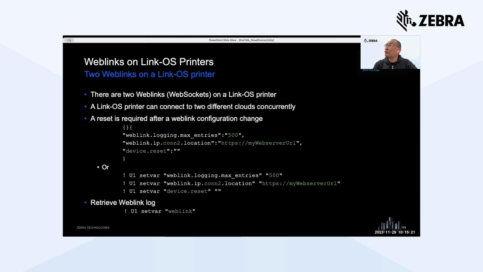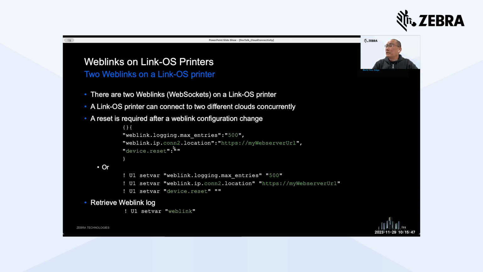This slide shows you how to configure the WebSocket on the printer. You can either use the JSON command or the SGD command. With the JSON command, you have all the JSON in one block. With the SGD command, you have to send the SGD commands one after another in this order.